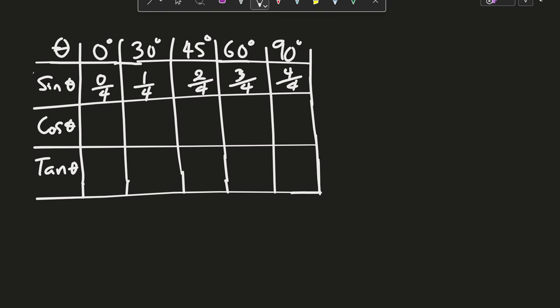Then my next step is I will square root each and every one of them. Yes, everything is square rooted. So I have 0 over 4, which automatically is 0. I have the square root of 1 over 4, and the square root of 1 over 4 would automatically be 1 over 2.